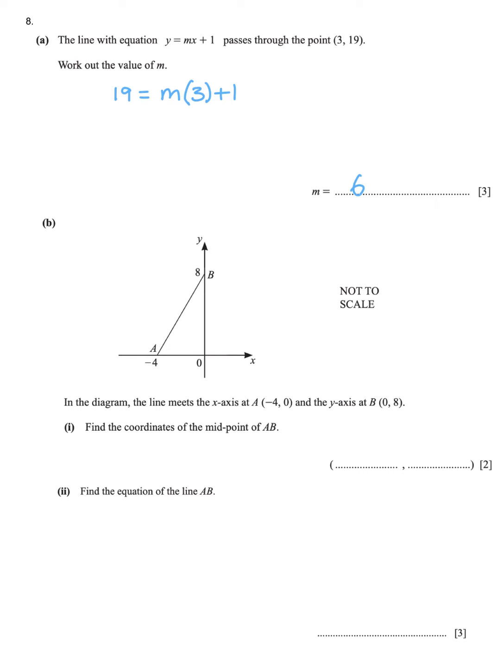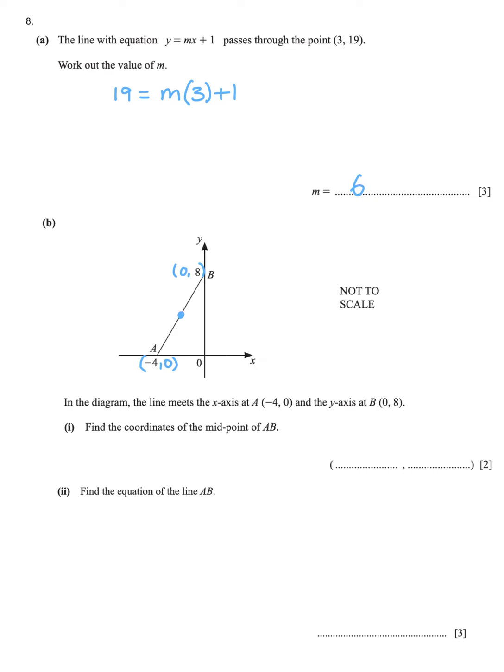And then for the second part, the line meets the x-axis at (-4, 0) and the y-axis at (0, 8). And I need to find the midpoint of AB, so the midpoint here. So the midpoint is the average of the two ends. So let's label where they are. So I've got (-4, 0) as a coordinate, and then I've got (0, 8) as a coordinate.